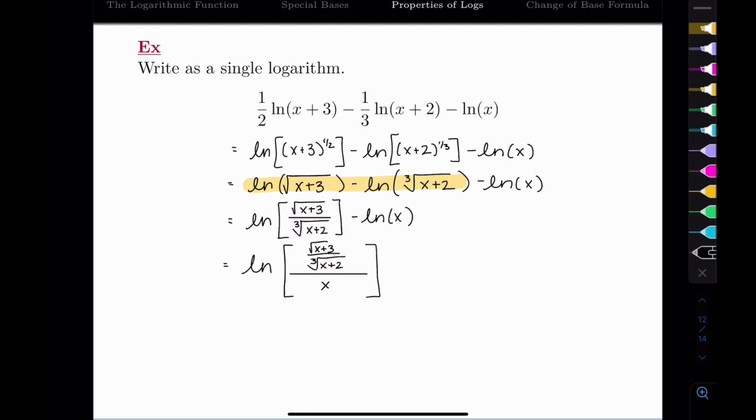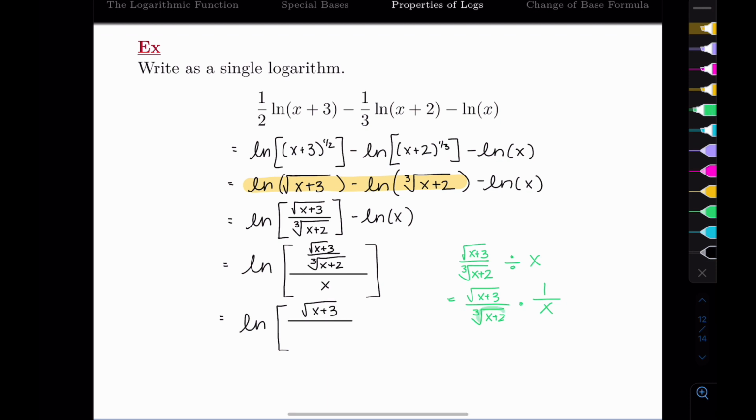But to actually condense this, really I'm going to do this off to the side to make it a little bit cleaner. If I'm taking the square root of x plus 3 over the cube root of x plus 2, and I'm dividing it by x, it's the same thing as taking this and multiplying by the reciprocal. So ultimately what happens is this becomes natural log of the square root of x plus 3, and then I get both of these factors in the bottom. So we're going to have x times the cube root of x plus 2.